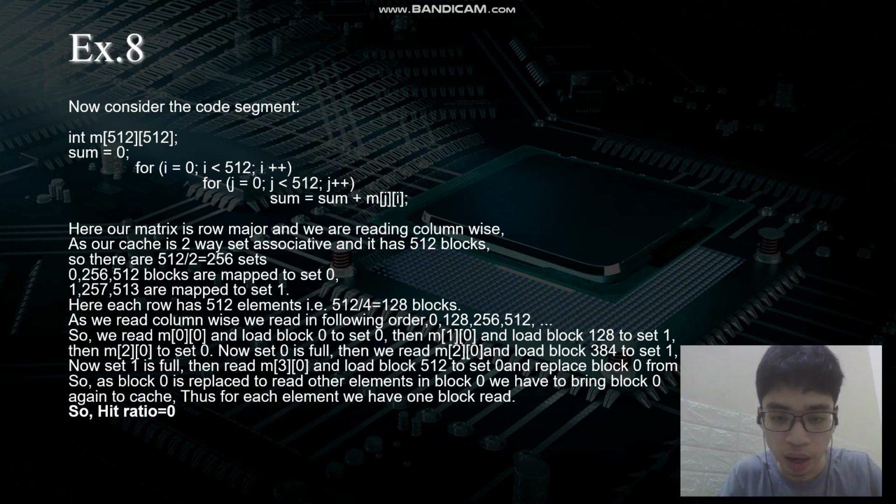Then we read M30 and load block 384 to set 1. Now set 1 is full. Then read M40 and load block 512 to set 0 and replace block 0 from the cache. So as block 0 is replaced, to read another element in block 0, we have to bring block 0 again to the cache. So for each element, we have one block read. So the hit ratio equals 0.